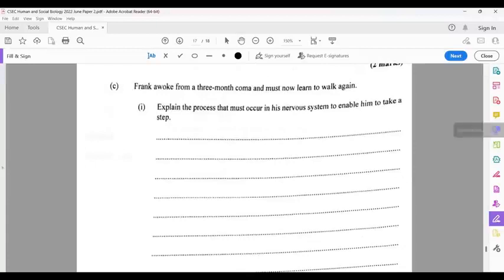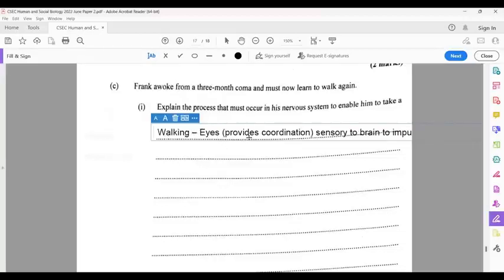Frank awoke from a 3-month coma and must now learn to walk again. Explain the process that must occur in his nervous system to enable him to take a step. Now, walking is not an automatic thing. It says he will learn it again, so he's learning it for a second time, which means it's an intentional thing. So it is not a reflex. So we just outline it in a simple flow chart like response for you.